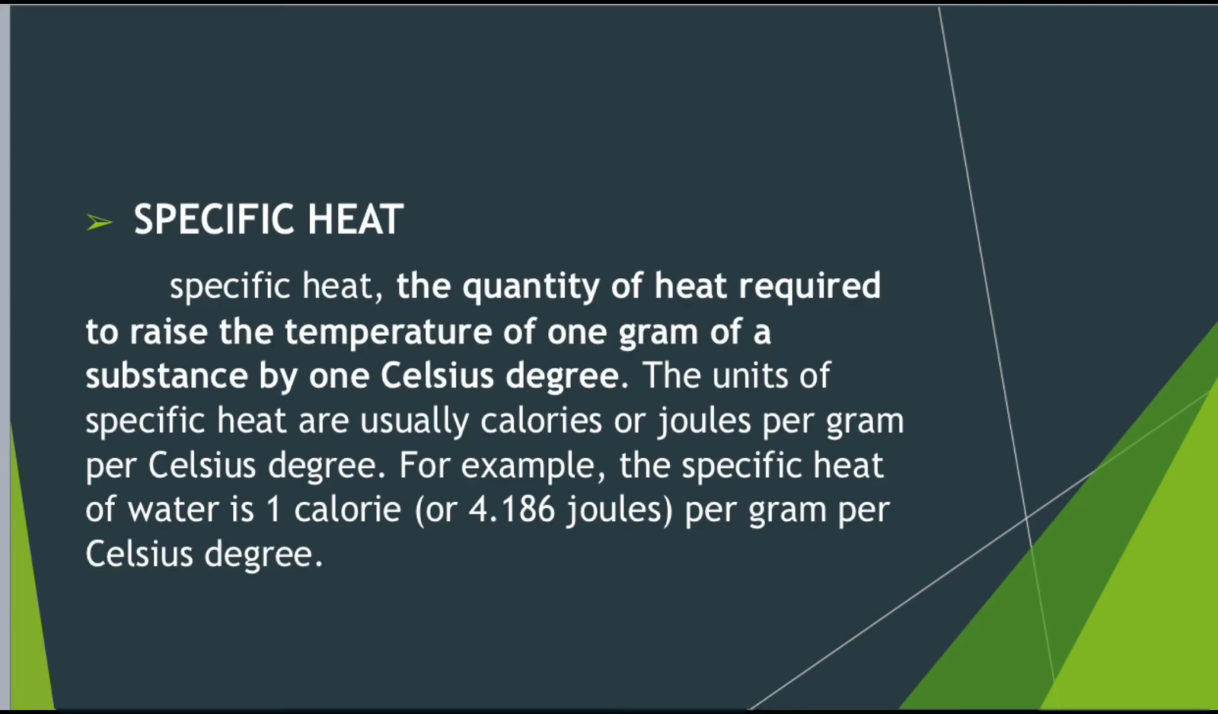Specific heat is the quantity of heat required to raise the temperature of 1 gram of a substance by 1 Celsius degree. The units of specific heat are usually calories or joules per gram per Celsius degree. For example, the specific heat of water is 1 calorie per gram per Celsius degree.